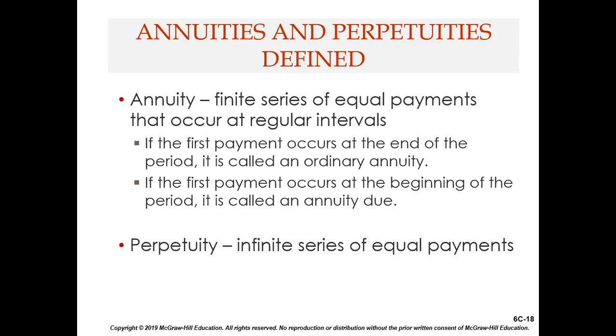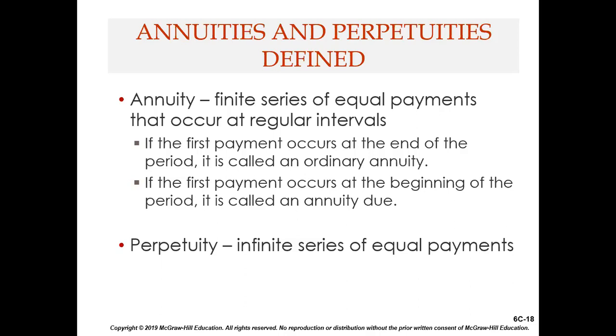Now, what's very important when we're calculating information regarding these payments is we need to know when the payments occur. At the beginning of the period or at the end of the period. Since we've been dealing in years, our first payment would begin at the very beginning of year one, so at time zero. That type of annuity is called an annuity due because the payments occur at the beginning of each period. If the payments occur at the end of each period, so it begins at the end of the first year, end of the second year, end of the third year, then we call it an ordinary annuity. And it's important to know that because of interest calculations.